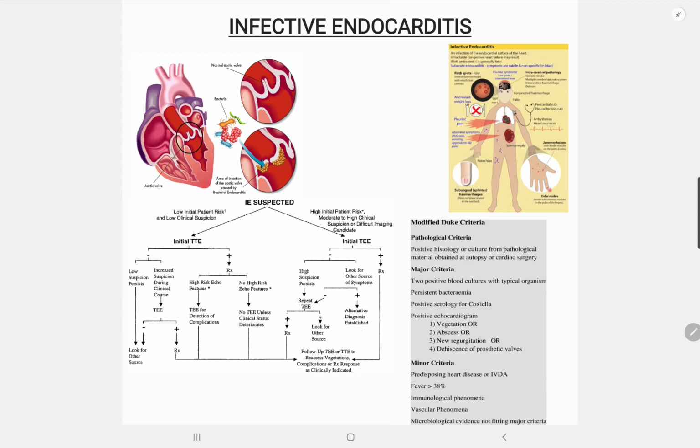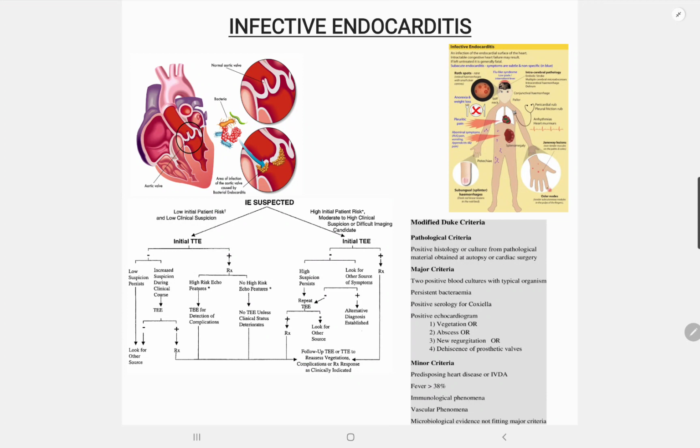Most cases are caused by bacteria, with Streptococcus and Staphylococcus species being the common culprits. In some cases, fungi or other microorganisms may be responsible. Symptoms can be subtle or severe, including fever, chills, fatigue, and muscle aches. Patients may experience heart murmurs, changes in existing murmurs, or signs of heart failure.